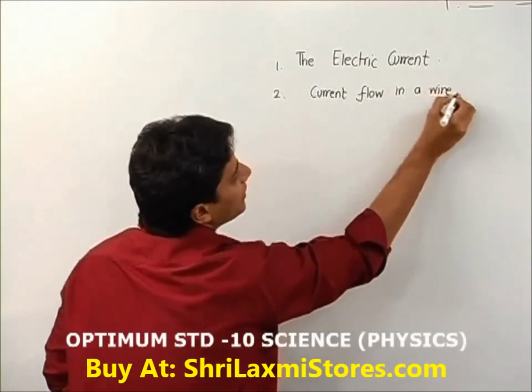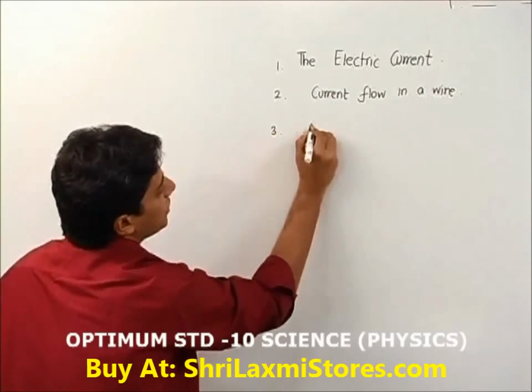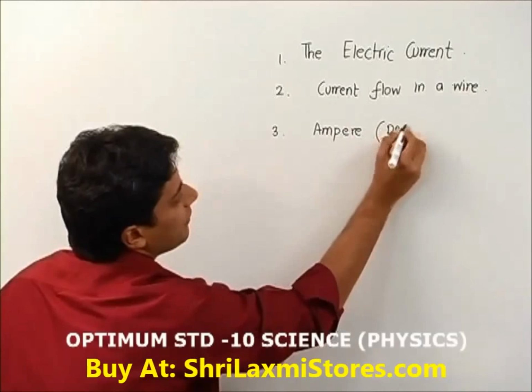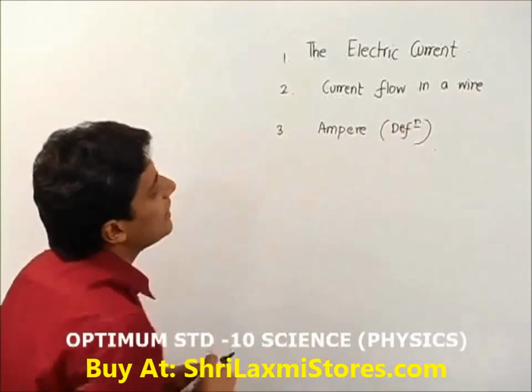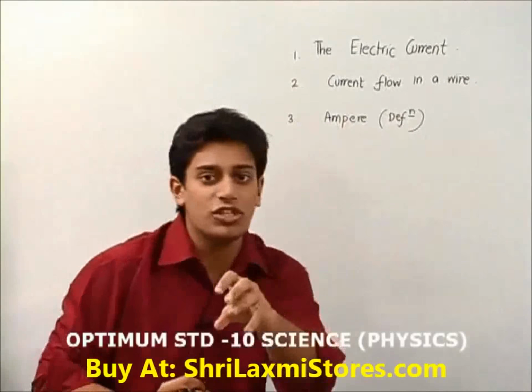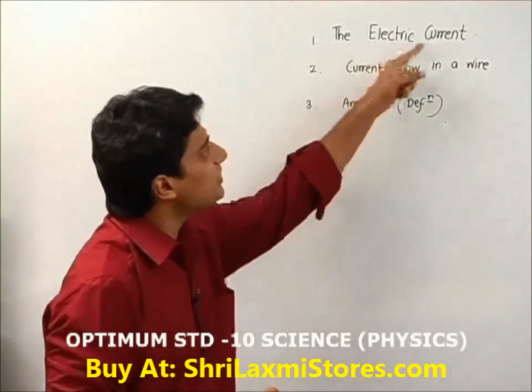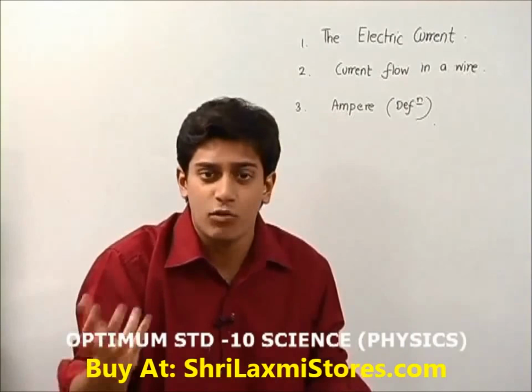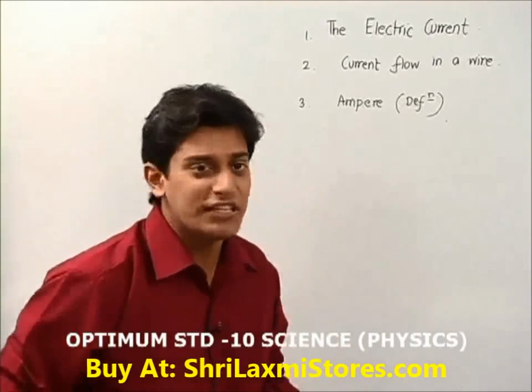And the third part which I am going to do is ampere. Definition. What is ampere? What is the definition? Entire thing I will tell you. These are the three topics which are related to just current. Okay, let's understand what electric current is, where does electric current come from, what does it do? Let's understand everything in detail.